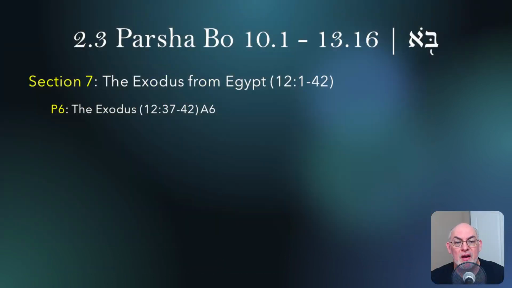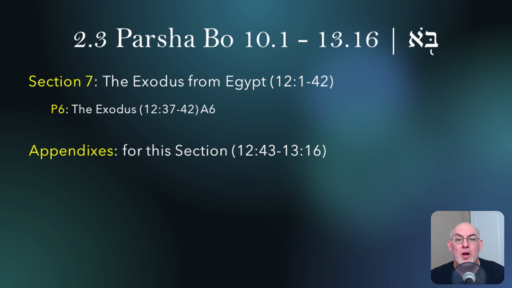Our next paragraph begins obviously in the next verse. Okay? And now, instead of it really talking about the story, the text is more like an appendix. We have two appendices in this section, and we're about to read the first. The appendix starts in chapter 12, verse 43, and it continues into 13:16.